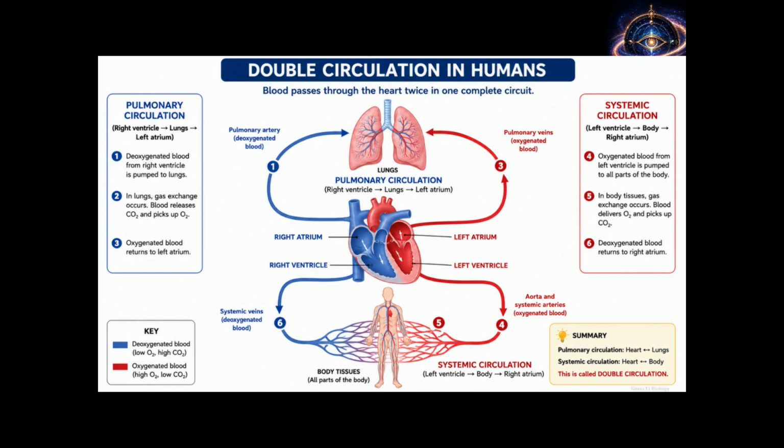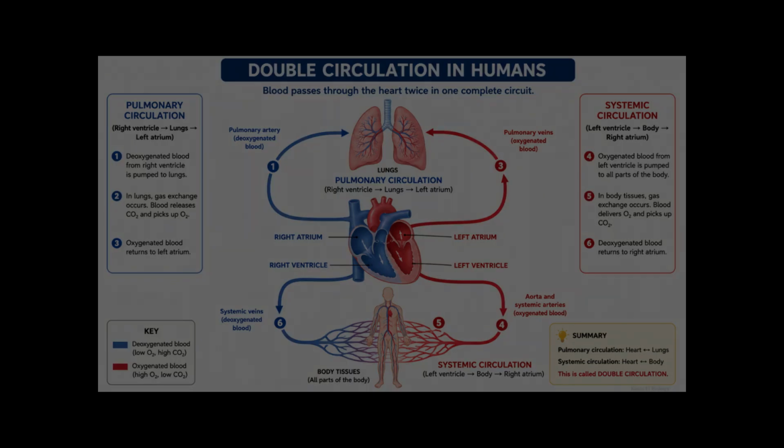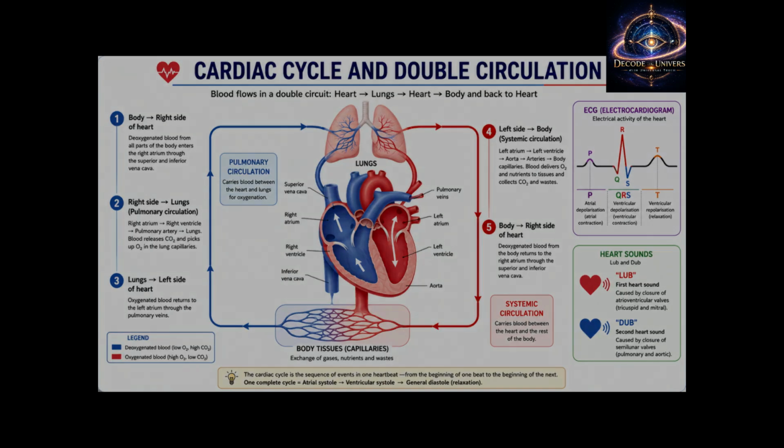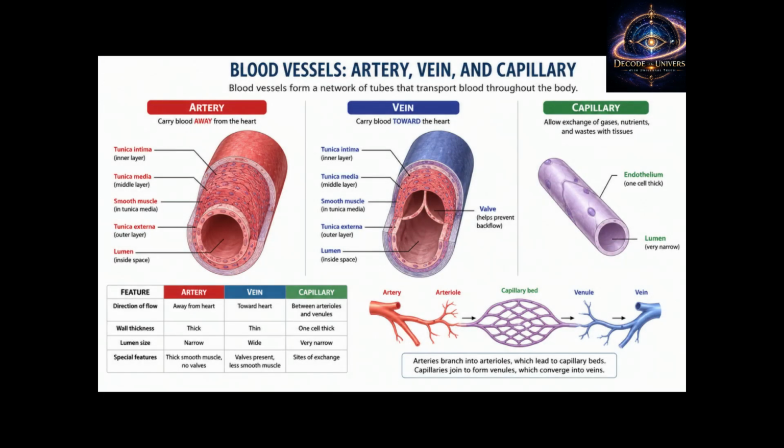Right ventricle → pulmonary artery → lungs → pulmonary veins → left atrium. It carries deoxygenated blood to lungs and returns oxygenated blood to heart. Systemic circulation. Left ventricle → aorta → body tissues → veins → vena cava → right atrium. It supplies oxygen and nutrients to body tissues and removes carbon dioxide and wastes. Significance: oxygenated and deoxygenated blood do not mix. This makes transport efficient.